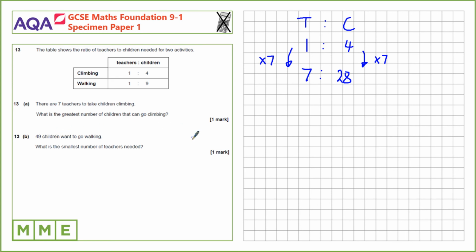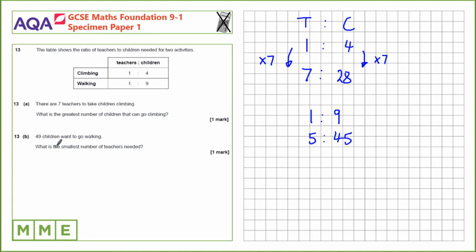13b. 49 children want to go walking. What is the smallest number of teachers needed? Again, we start with the ratio 1 to 9. And then we need to consider what multiples of this ratio get us close to 49 children. We can't multiply by a full whole number this time because 49 is not a multiple of 9. So, let's multiply by 5 first. So on this side we've got 5, and 9 times 5 is 45. That's 5 teachers for 45 children.